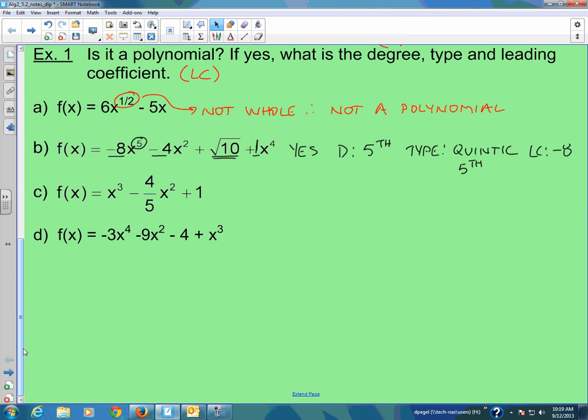All right. C. Again, looking at my powers, whole numbers. Coefficients, real numbers. So yes, this also is a polynomial. It has a degree of 3, which makes it a cubic. And the lead coefficient in front of this one is a 1.